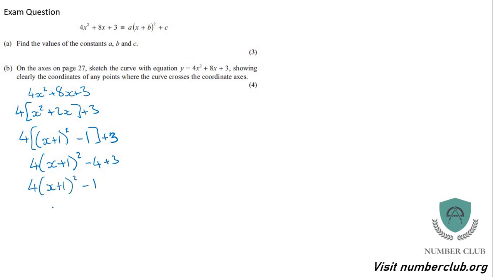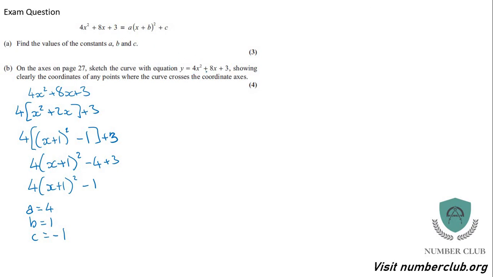Finding the values of constants a, b, and c. Well, a equals 4, b equals 1, and c equals negative 1. Try to make sure that you state those things. On the axes on page 27, obviously we don't have page 27, I'll just draw some. Sketch the curve with this equation. It's that one. Double check that it is the same one.